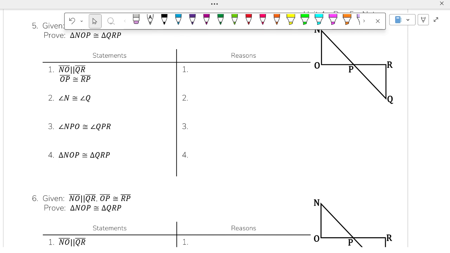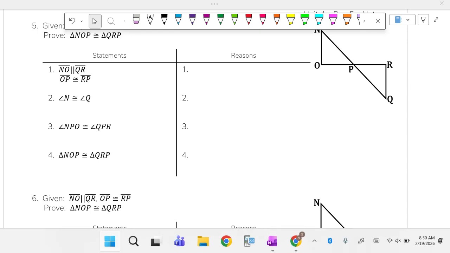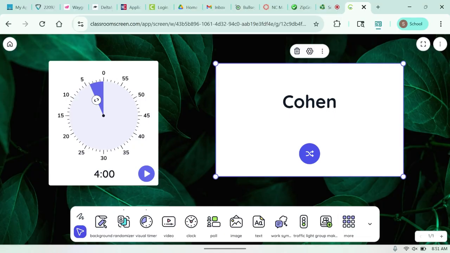Use that resource to your advantage, because with proofs, they're so abstract. I can't tell you, as soon as you say this, you're going to say this. It doesn't work like that. With proofs, it's a lot more critical thinking, reasoning and logic. It's not, take this number, plug it in for X, give me an answer. That's the hard part about proofs: it's not concrete. It's pretty abstract.